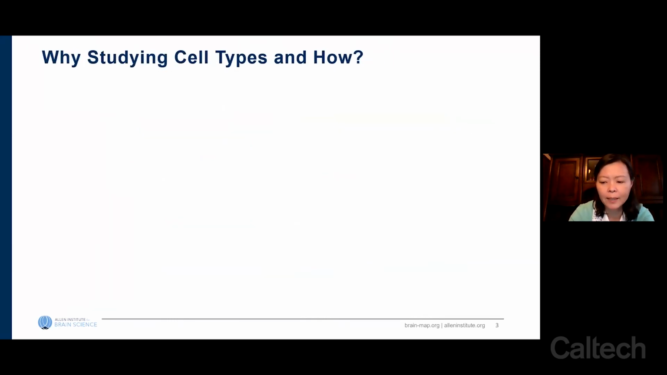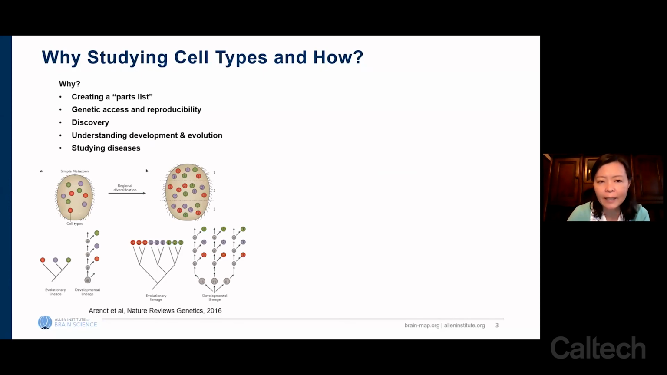So why study cell types? I think we all agree that in order to study and understand a complex system, one essential first step is to generate a parts list of that system. And one level of parts list for the brain would be a cell type category. With that kind of parts list in hand, we can identify marker genes for each cell type and create genetic access to those cell types, as you have heard from the talks yesterday, and begin to interrogate and understand the function of those cell types in a reproducible manner across different labs.